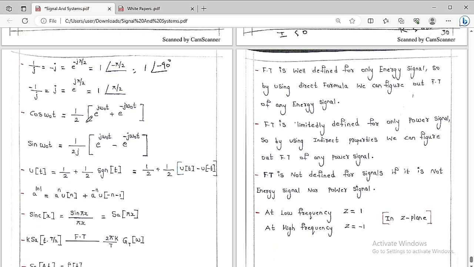Cos omega naught t is equal to half of e to the power of j omega naught t plus e to the power of minus j omega naught t, and sin omega naught t is equal to 1 by 2j into e to the power of j omega naught t minus e to the power of minus j omega naught t. So these are the basic formulas.